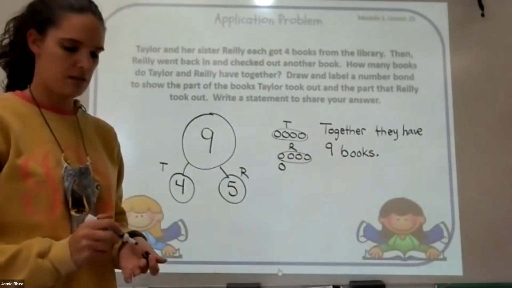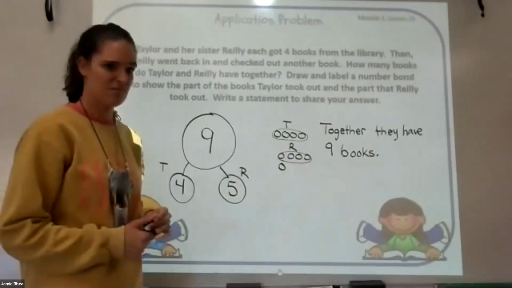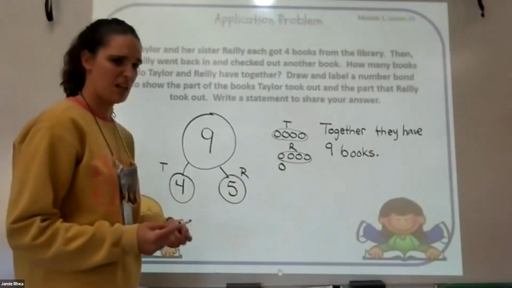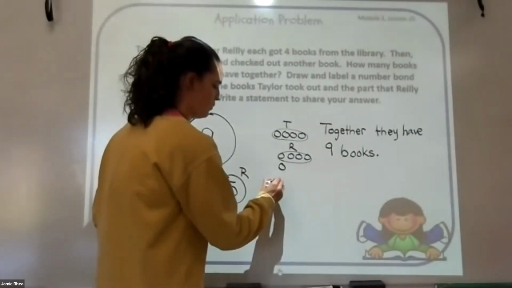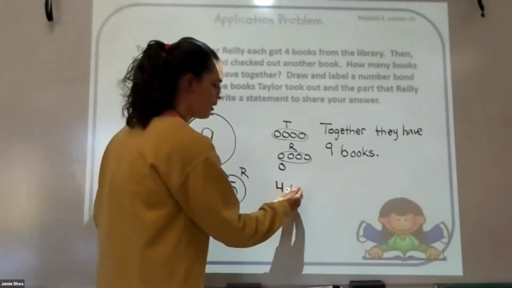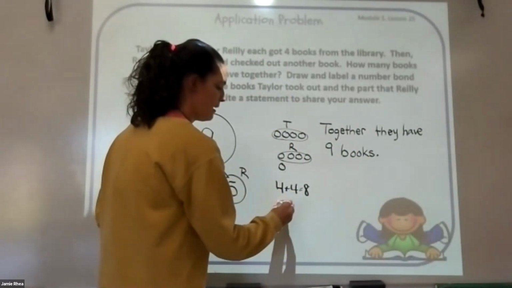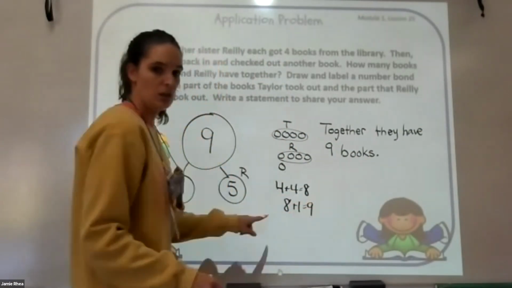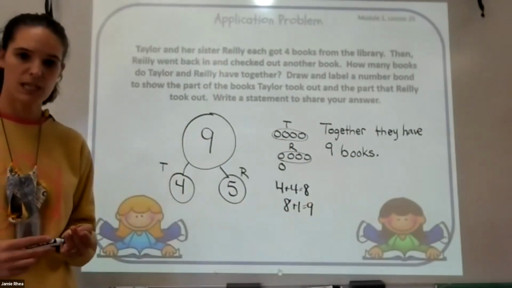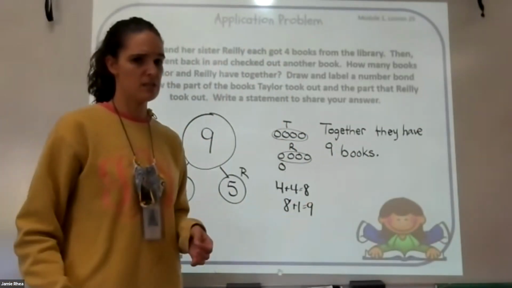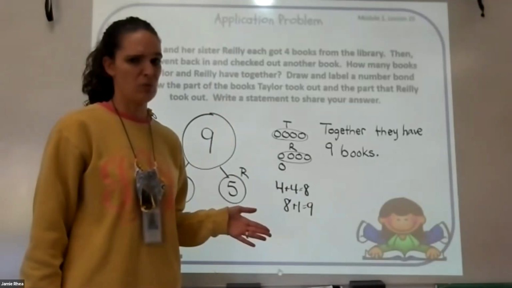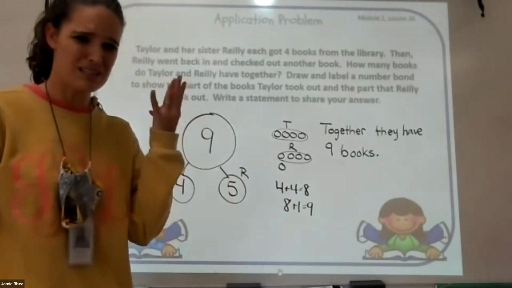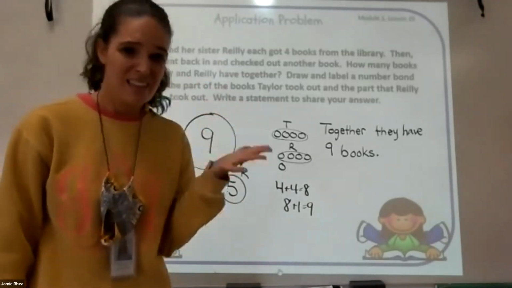Okay, and that's fine. You know what? If it helps you to write out, do that. If it helped you to say, 4 plus 4 equals 8, and 8 plus the 1 more equals 9, you could do that too. Okay, lots of ways you can solve these. Use your strategies you know. If you had to count on with your fingers and say 4 and 1 more make 5, that's okay.